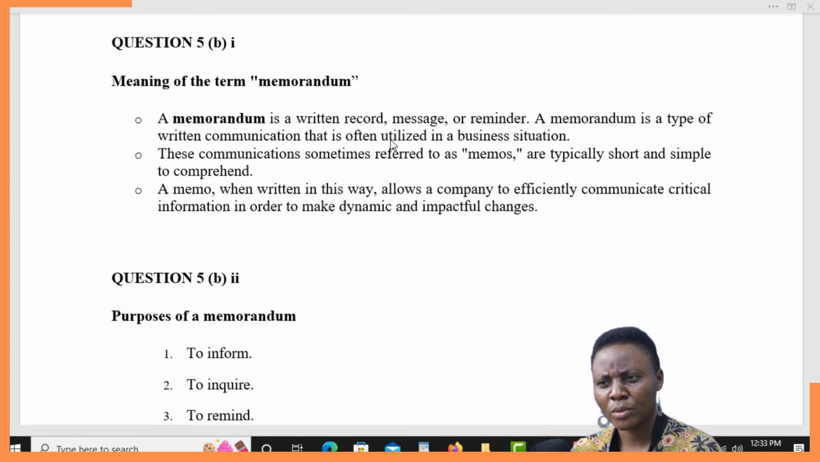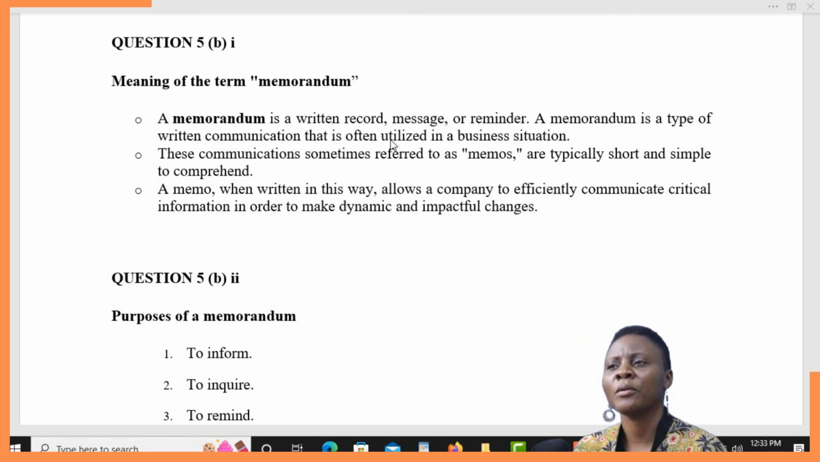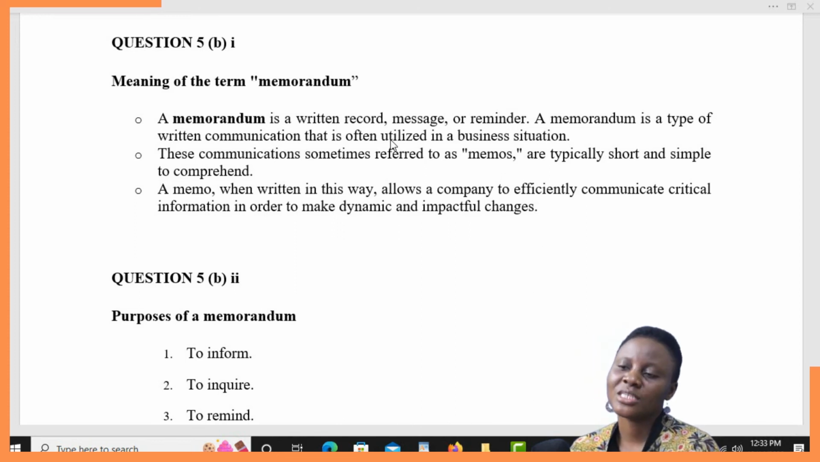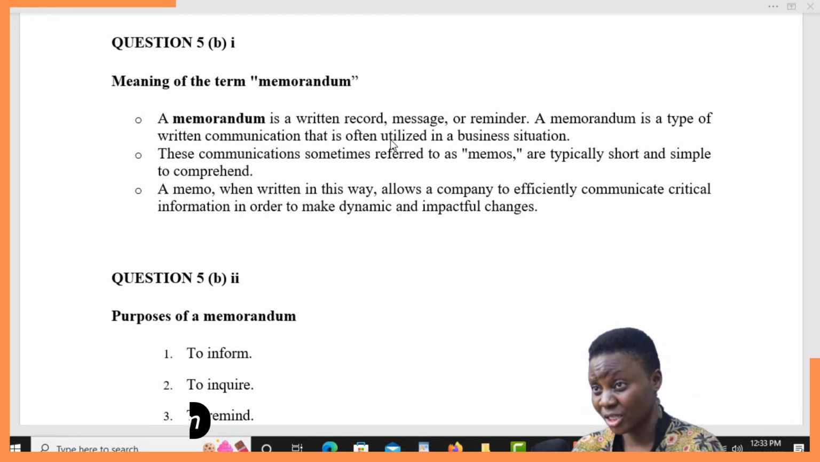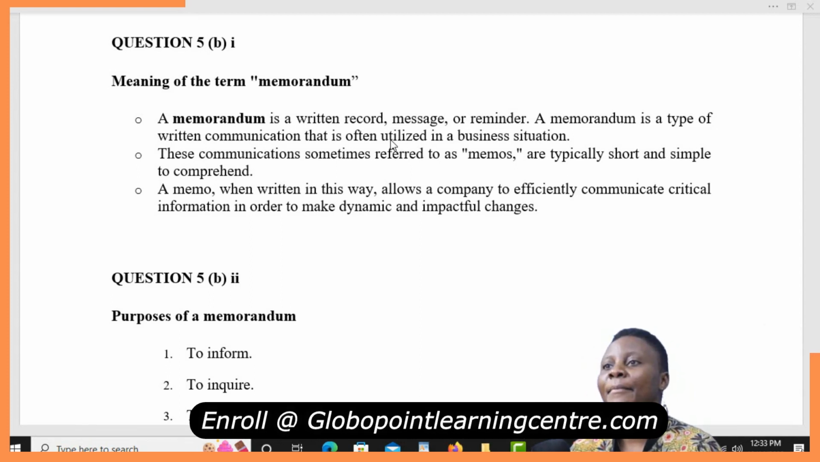So what's the purpose of using a memo? Purposes of a memorandum. Why do people use memorandums, whether in business organizations, institutions, or hospitals? Number one, they use it to inform people about an occurrence that has just happened in the organization. Sometimes there might be newsworthy information that the management needs the people in the organization to know or be aware of. So sometimes they might use a memo to inform.